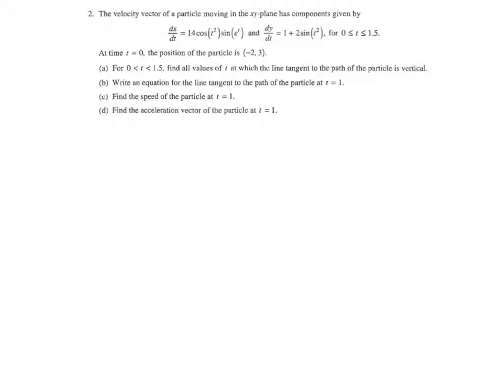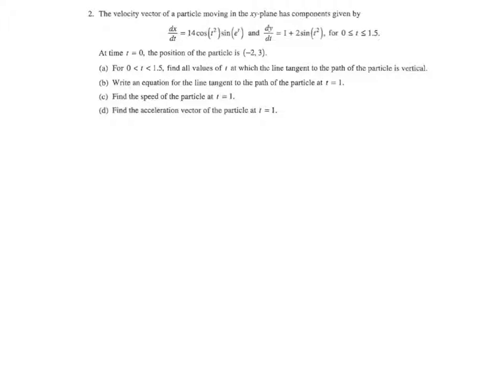The first part is find all values of t at which the tangent to the path of the particle is vertical. All right, so remember, the slope of that tangent line is dy/dx. So keep that in mind and use that to identify what would have to be true if you're going to have a vertical tangent line. And again, this is also a graphing problem, so you're going to want to graph that expression out and solve it using the graph instead of trying to do it by hand.